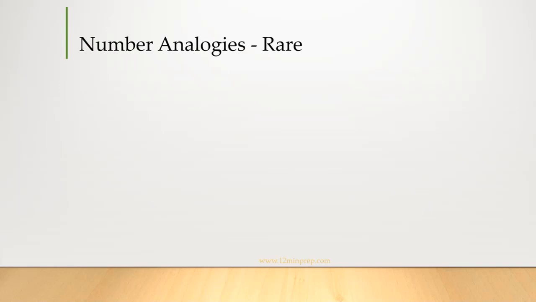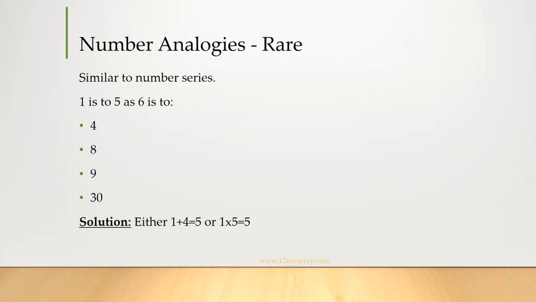And for the final question style in this section, number analogies are quite similar to number series in the sense that you have to decipher the mathematical relationship between 2 numbers. Take this question for example. 1 to 5 is as 6 to? Well, the two most immediate options that come to mind here are either addition of 4 or multiplication by 5. We need to make use of the answer options in order to determine which of our hypotheses is correct.